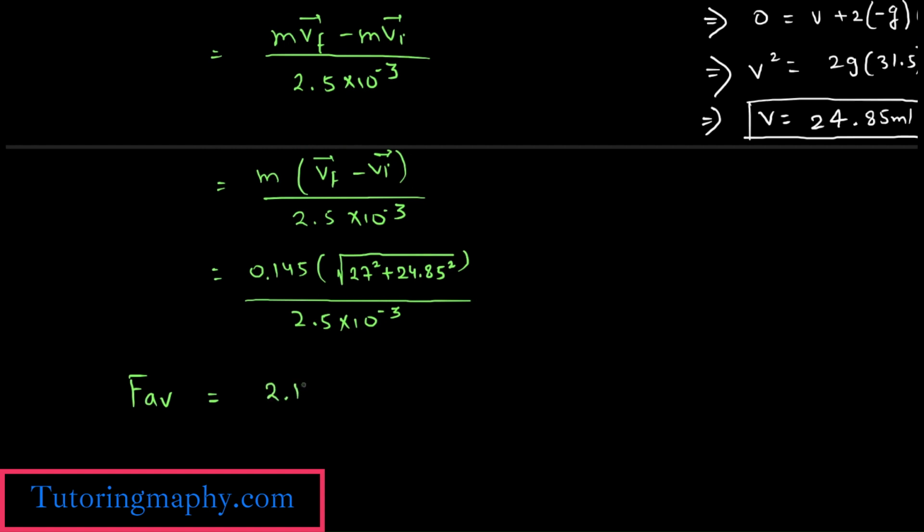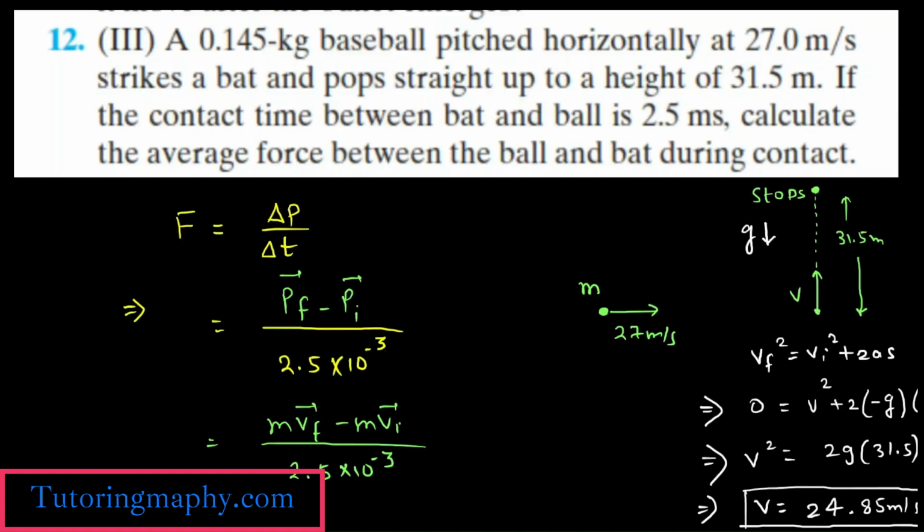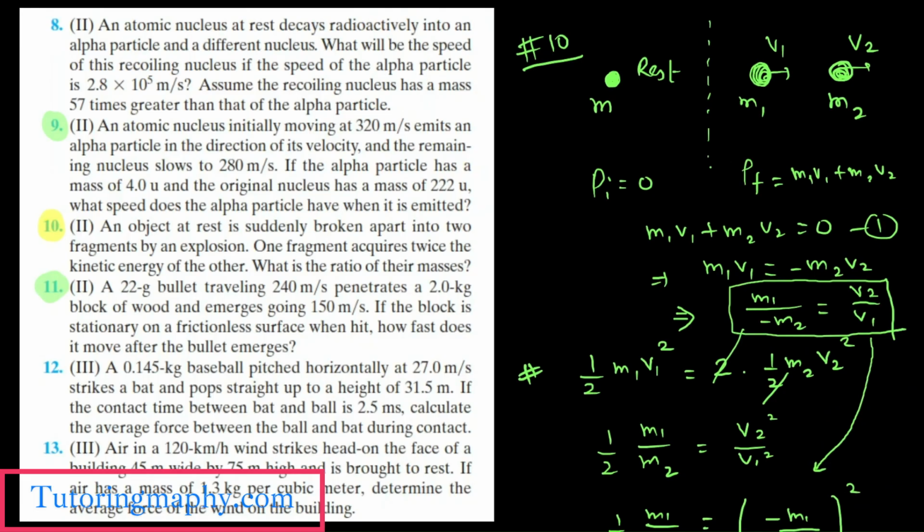Absolutely. So 2.13 times 10 raised to 3 newtons, approximately, is the average force exerted by the bat on this ball in the situation. Does that make sense? Any questions? No? Okay, it's all good. Right, all right. This is good.